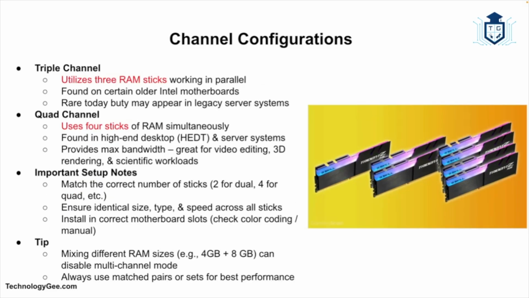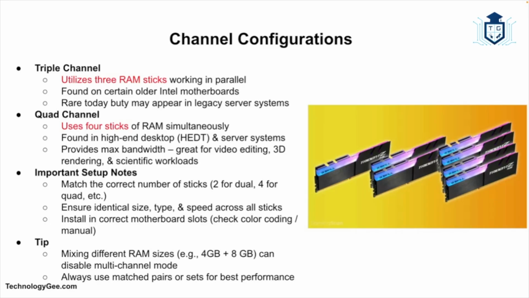Then there's triple channel, and this was introduced with some older Intel motherboards. This is where you're using 3 memory sticks that are working together, and this is not widely used today, but you may see it in older server setups. And then you have what is called quad channel, and this is found in high-end desktop systems and servers. This is where you're using 4 sticks of RAM that work simultaneously, where it offers very high memory bandwidth, and this is great for video editing, 3D rendering, and scientific computing.